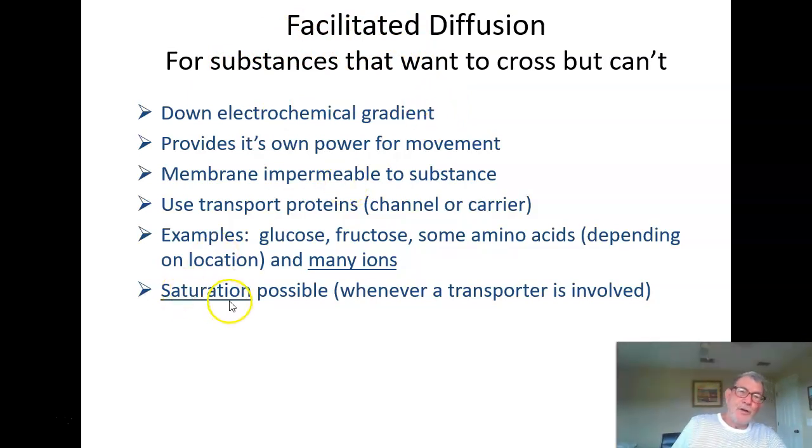Now, something called saturation is possible here, because if you have a number of transporters, once they're all open, you can't move it any faster. Even if you've got a bunch of stuff over here, if you only have 8 holes, it's like 8 doorways with a huge crowd over here. They can only go through so fast. So you can saturate and max out your ability to move stuff with facilitated diffusion.